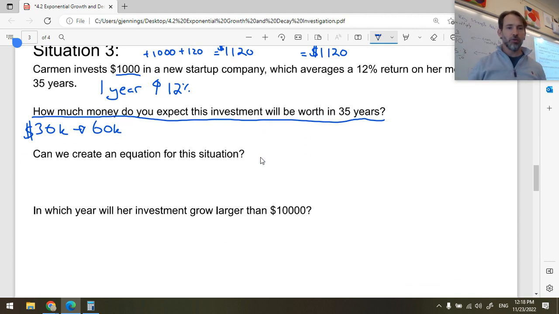Let's keep going. Can we create an equation for this situation? Absolutely we can. What is our initial value of money?